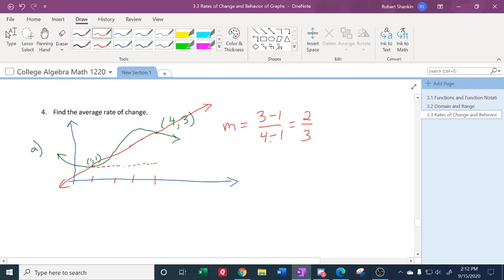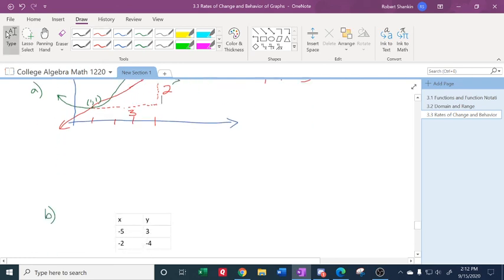This was the run right here of 3. And this was the rise, no, the run, yeah, the rise of 2. So the ratio of this to this, 2 to 3, is how much you do each time. Every time you move 1 to the right, go up 2/3.